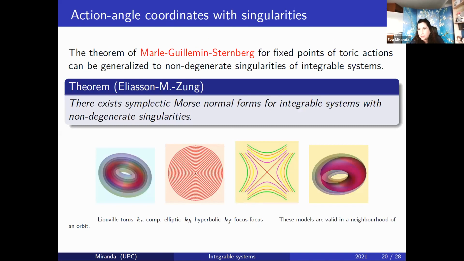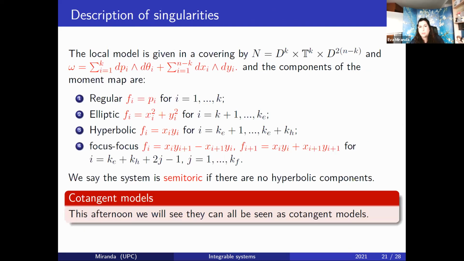And what we will need from the theory of local normal forms is this theorem, which was proved in the neighborhood of a fixed point by Eliasson, and in a neighborhood of an orbit by myself and Nguyen Tien Zung. We proved that there exist symplectic normal forms for integrable systems with non-degenerate singularities. These normal forms are going to be fundamental to compute the sheaves that give us the definition of geometric quantization that we will see tomorrow.